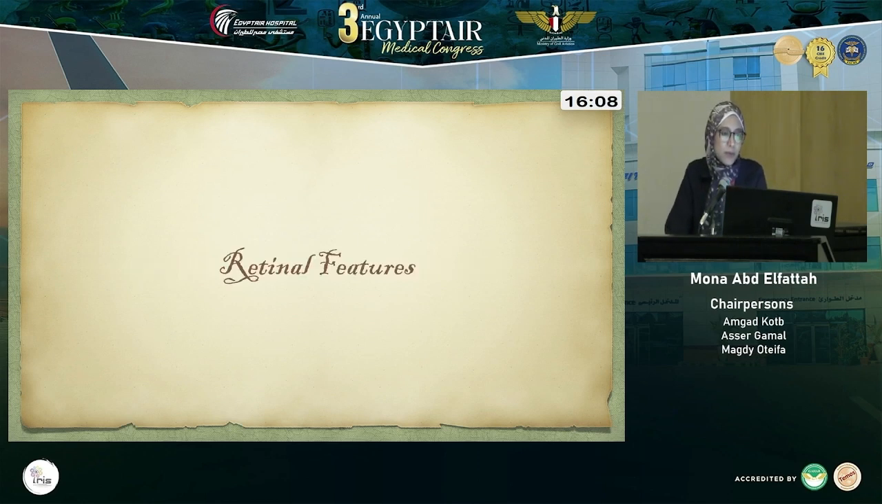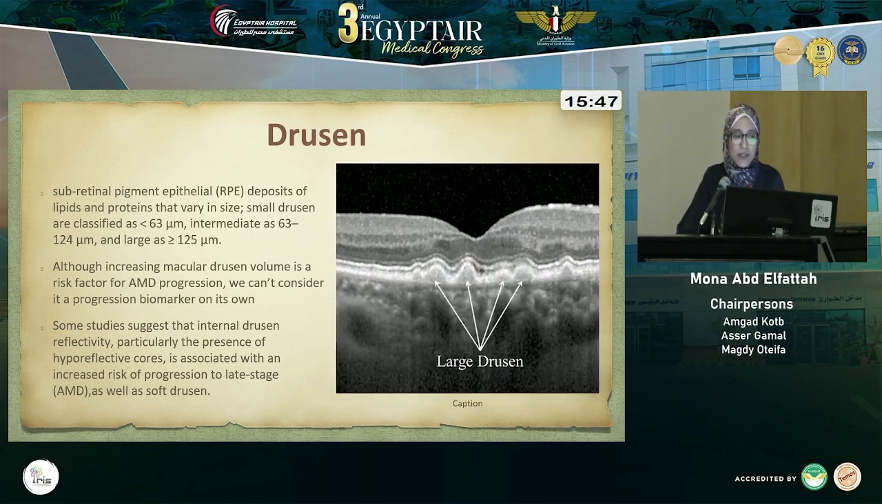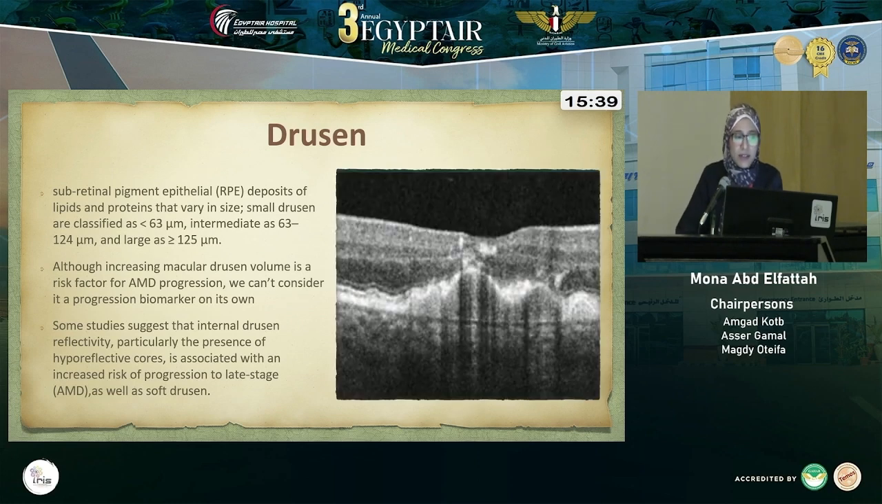Structural OCT biomarkers, retinal features. As we agreed, the most common thing we see in AMD is drusen, so we look at the drusen. Drusen are divided into small types, less than 63 microns, intermediate up to 124, and the larger ones more than 125. Although increasing macular drusen is a risk factor for AMD progression, we can't consider it a progression biomarker on its own. Some studies suggest that internal drusen reflectivity, particularly the presence of a hyperreflective core, is associated with increased risk of progression to late stage, as well as softer drusen.